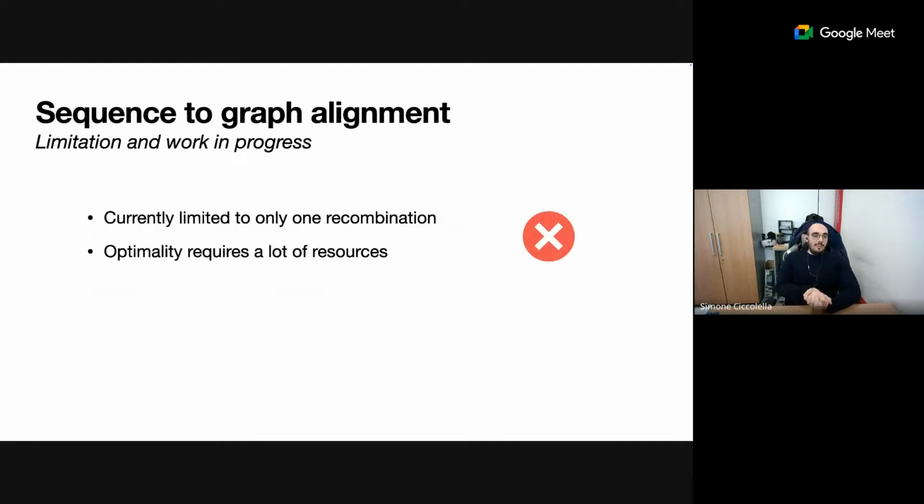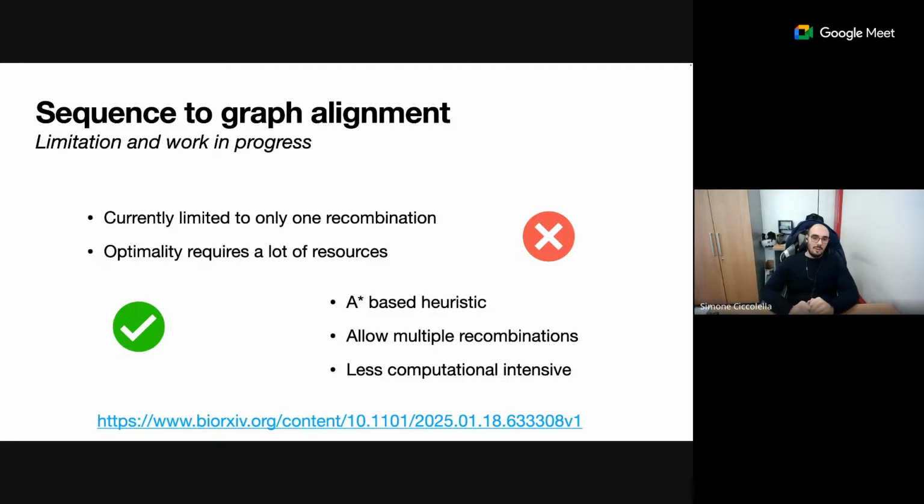Now, this work has a limitation. Currently, it's limited to only one recombination, and this is done optimally. And again, optimality requires a lot of resources. So what we are doing right now is developing an A*-based heuristic to do this mapping. And we also want to allow multiple recombinations such that it would be less computationally intensive. This work is not published yet, but we have a preprint that you can have a look at.